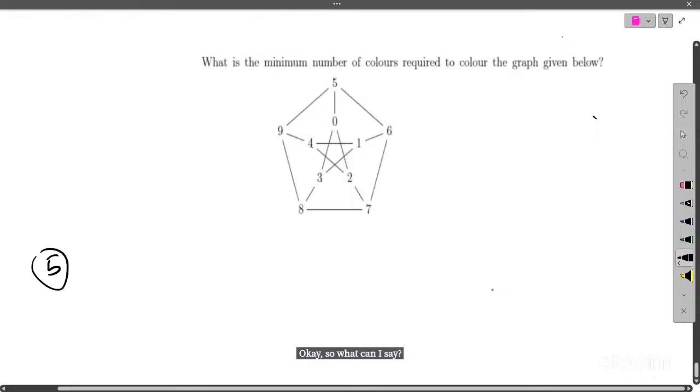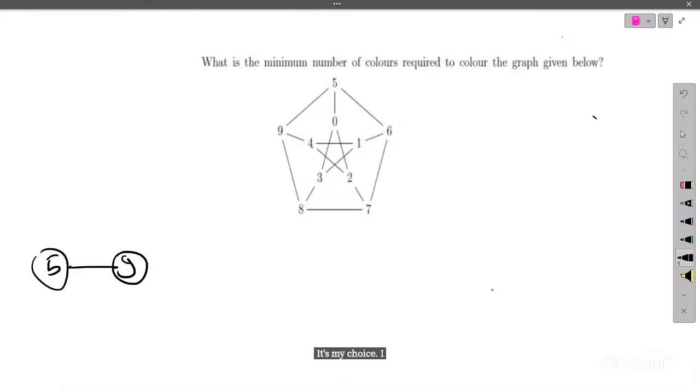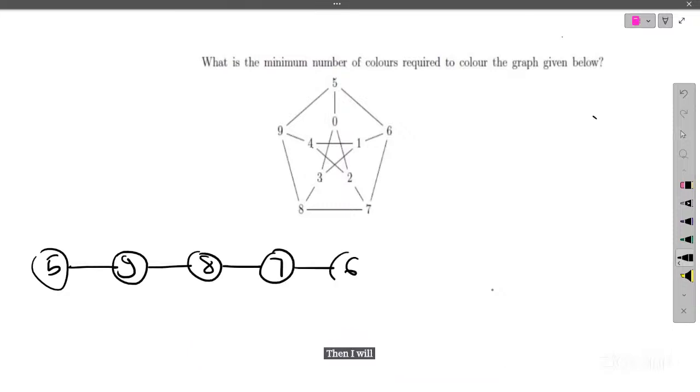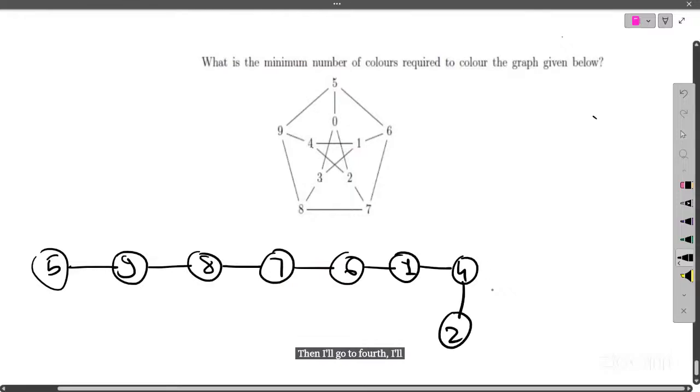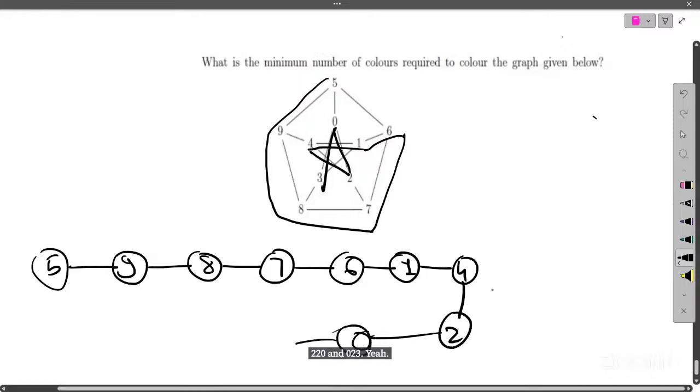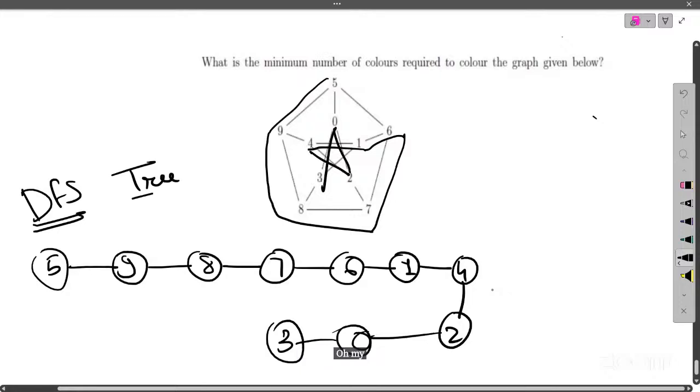Okay, so I'll start with 5, and I'll go to 9, right? It's my choice. DFS says just go to any of the neighbors. So I'll go to 9, then I'll go to 8, then I'll go to 7, then I'll go to 6, and then I'll go to 1, then I'll go to 4, I'll go to 2, then at 2 I got stuck, right? So 5 to 9 to 8 to 7 to 6 to 1 to 4. Then 4 to 2, 2 to 0, and 0 to 3. Now this is the DFS tree. Oh my God. It's a very random thing.